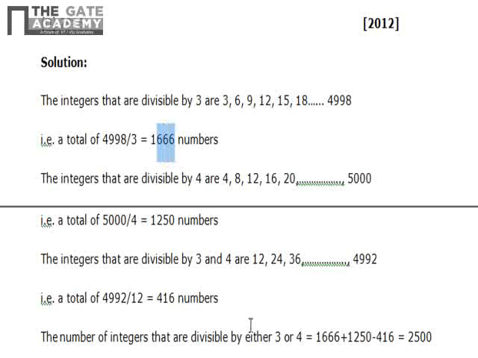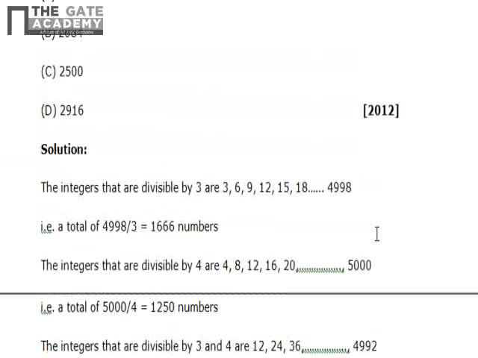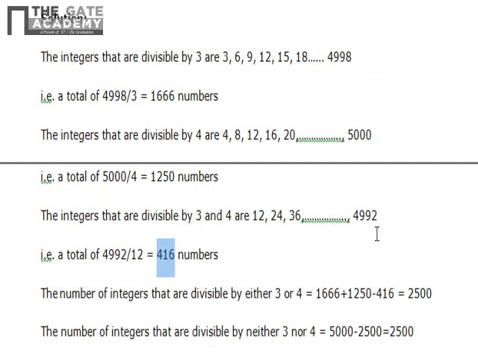Add these two, subtract this common from them. So you'll get the number of integers that are divisible by either 3 or 4 is 1666 plus 1250 minus 416, which is equal to 2500. Now these 2500 numbers are divisible by either 3 or 4, and you have to find the number of integers that are divisible by neither 3 nor 4. So you have to subtract this 2500 from 5000 and you'll get the answer as 2500. So which option is it? It is option C. That means your answer is option C. Thank you.